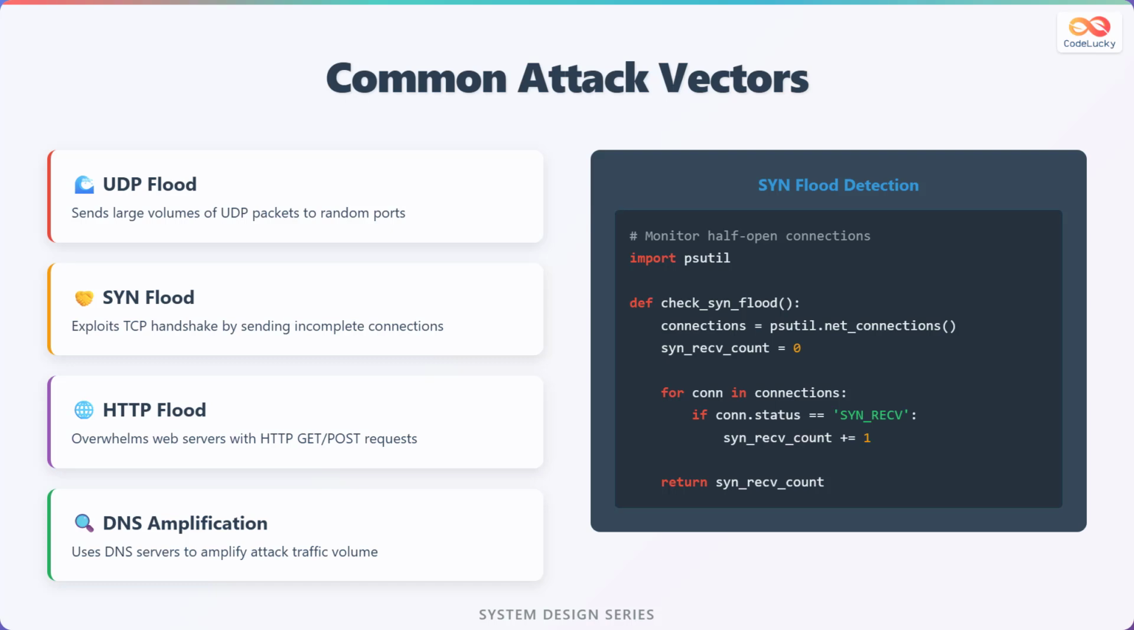An HTTP, or Hypertext Transfer Protocol, flood overwhelms web servers with a large number of HTTP GET or POST requests. A DNS, or Domain Name System, amplification attack uses publicly accessible DNS servers to amplify the volume of attack traffic directed at a target. Here's a sample Python code to detect SYN flood attacks by monitoring half-open connections.